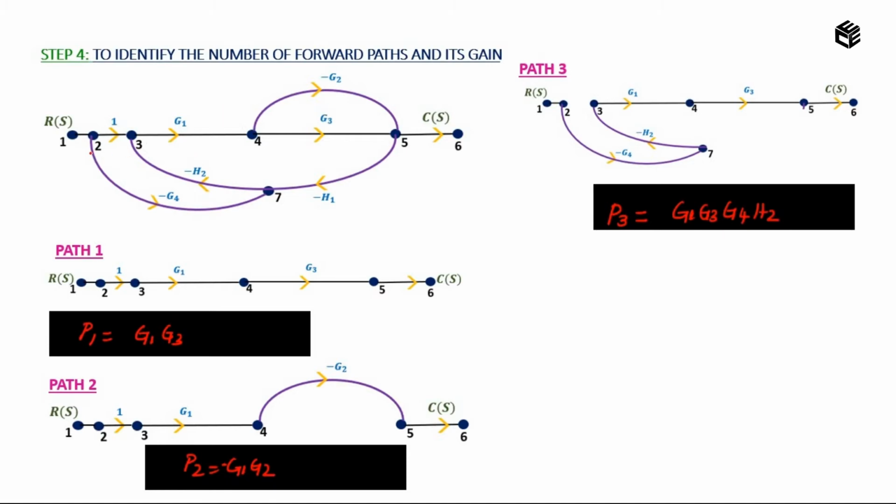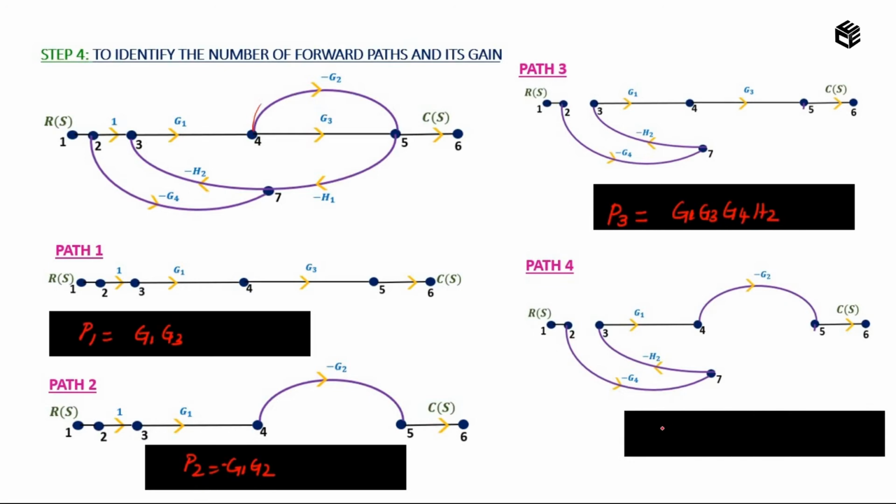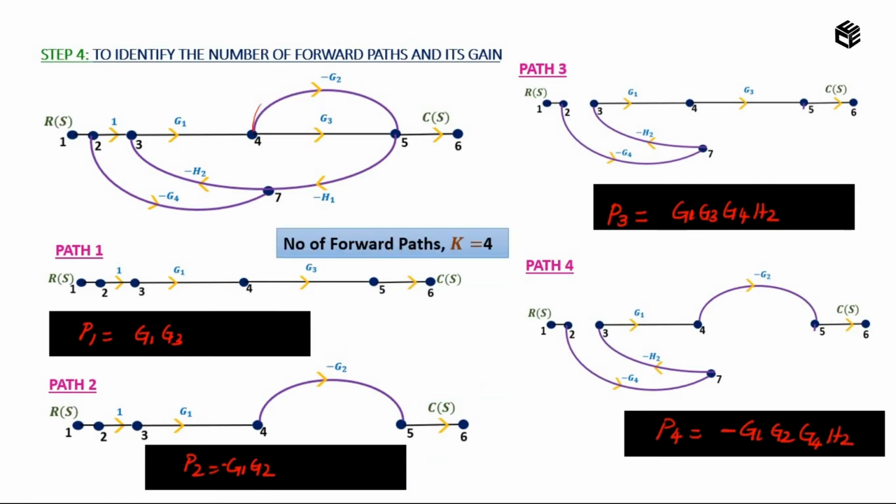Okay, so what is our next forward path? 1 to 2, 2 to 7, 7 to 3, 3 to 4, 4 to 5 and 5 to 6. So that is my path 4. I am going to write the gain as, here we are having three signs of minus. So minus G1, G2, G4, H2. Okay. So from this we can say that the number of forward paths K value is equal to 4.